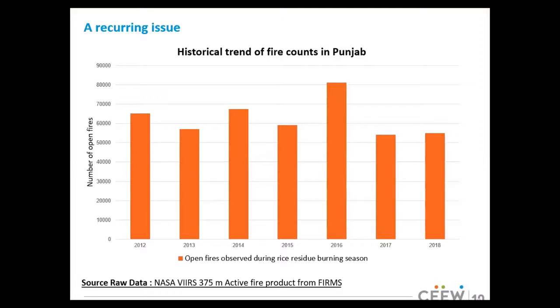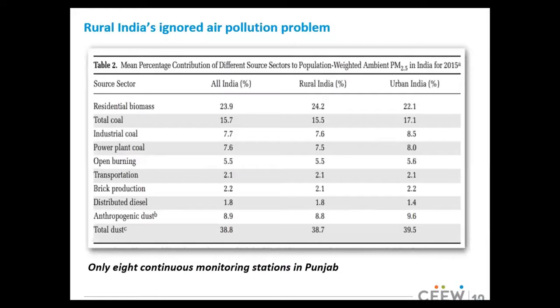And this is happening over several decades now. To understand how the crop residue burning has changed over the years, using NASA satellite data, we estimated the fire counts for Punjab. Graph here gives the fire counts recorded during paddy residue burning season. By and large, the counts remain reasonably steady.